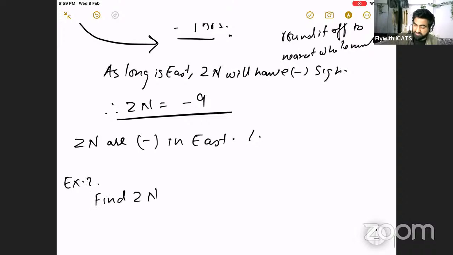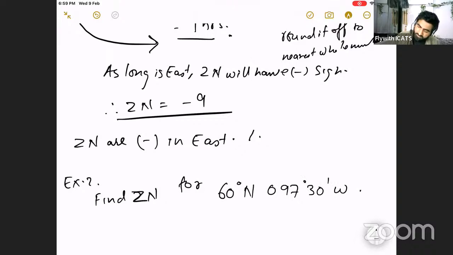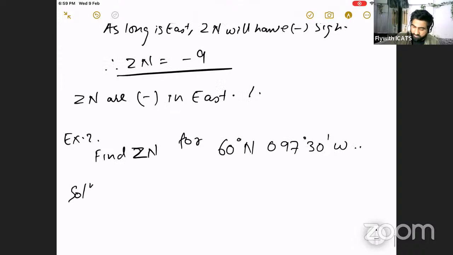Find this zone number and put your answers in the chat box. Find zone number for 60 degrees north and 097 degrees 30 minutes west. Find zone number for this. Quickly give me your answers in the chat box.